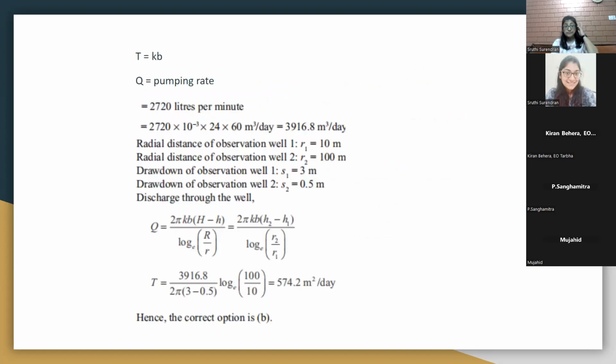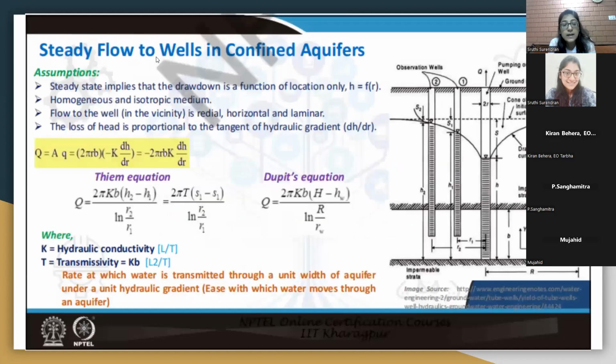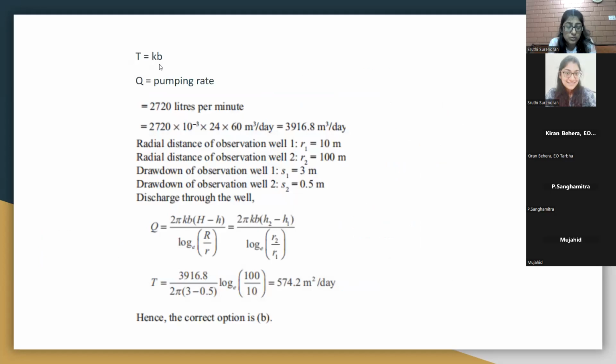Okay, let's move to the answer. So like I said, T is equal to Kb is what we have to find. We don't have the thickness, nor do we have the hydraulic conductivity. So we are going to calculate. This is a pumping rate. Q value is given in liters per minute. So we are going to convert it into meter cube per day, that is the unit in which we require Q. Radial distance of observation well 1, R1 is 10, R2 is 100, drawdown is 3, drawdown is 0.5 corresponding to the R2 distance. So the discharge through the well is going to be 2 pi kb into (h2 minus h1) by log of r2 by r1.